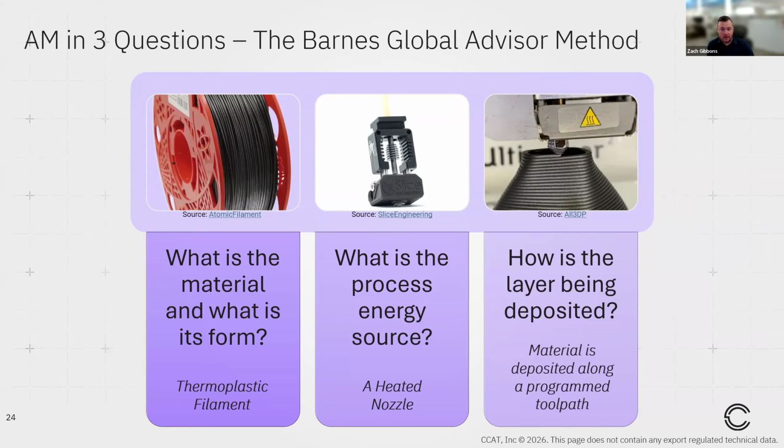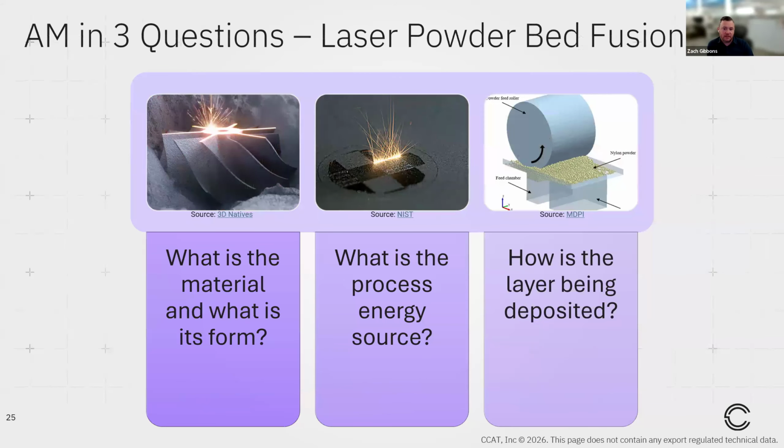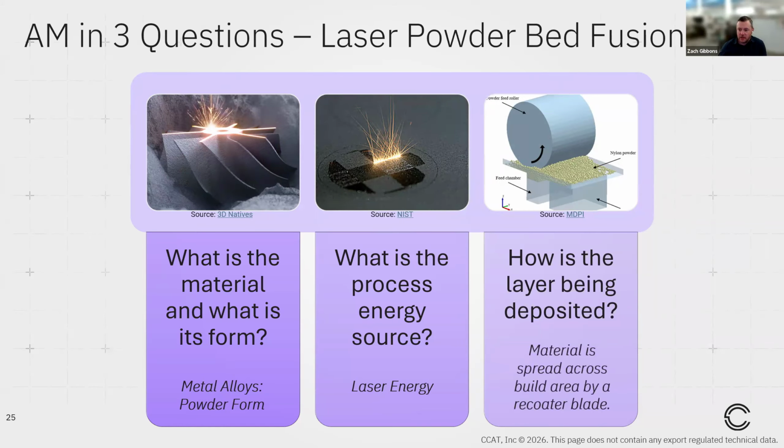As an example, let's turn that to something like laser powder bed fusion, where we might be printing in metals. So what is the material? We're dealing with metal alloys, all in powdered form. What is the energy source? This would be laser energy in this case. And how is the layer being deposited? Right, so material is being spread across that entire build area by some form of a recoater blade. Right, so that process is going to spread material.